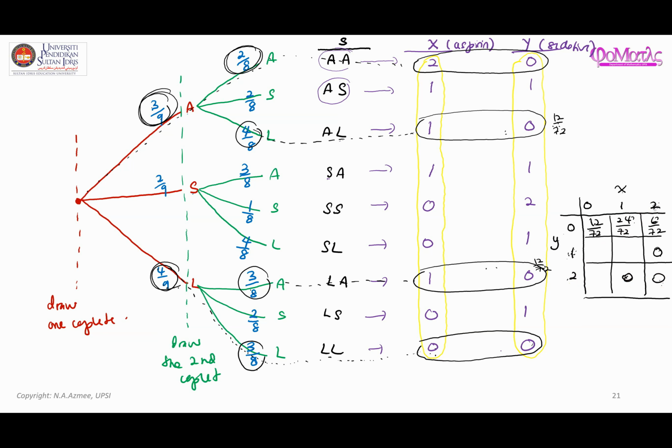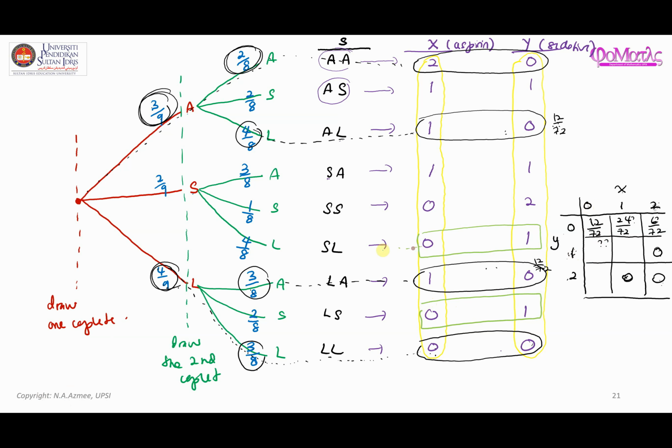Now let's move on to the next one, maybe this one. Let's consider this one. This is the event where x is 0 and y is 1. So x is 0 and y is 1. Maybe we can use a different color. Okay, so x is 0, y is 1, this one. And then this is also a situation where x is 0 and y is 1.